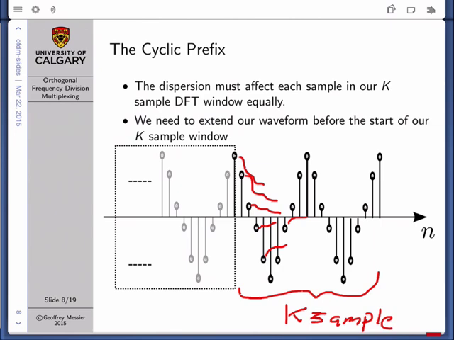And in order for, for example, the first sample to experience the same kind of dispersive distortion as this sample, it has to have its neighbors smearing into it in exactly the same way as we have smearing over here. So basically what we need to do is extend our sinusoid in the left-hand direction so that the dispersive channel will affect each sample in our K-sample DFT window exactly the same way.